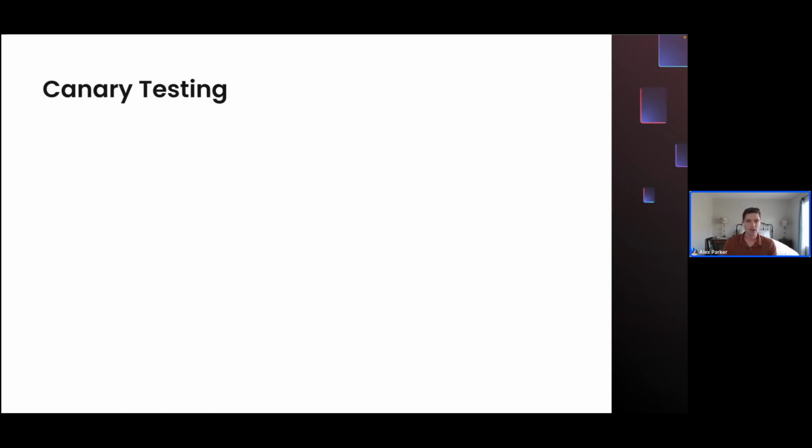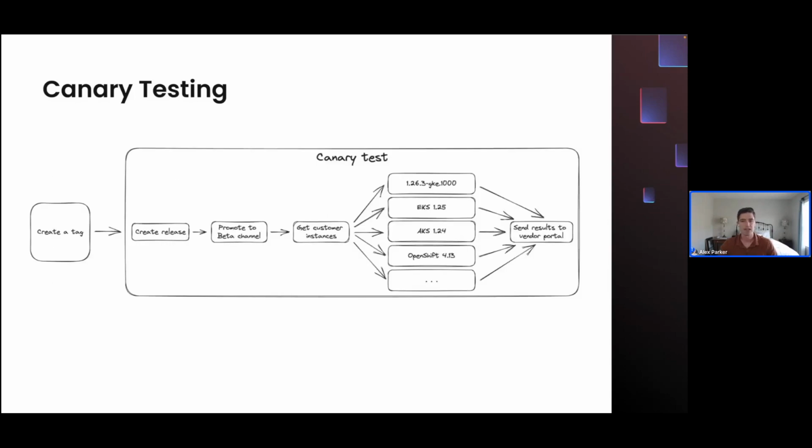So for now, we're calling this Canary testing, being able to actually kind of, in a sense, roll out your application to your customers or just some subset of your customers through the compatibility matrix with these really customer representative environments. So this looks a lot like the release test, but the difference is that after we promote to the beta channel, the compatibility matrix can get all those customer instances from the vendor portal and say, well, you have a customer that's on 1.26.3-GKE.100. You've got a customer on OpenShift 4.13 and AKS 1.24.